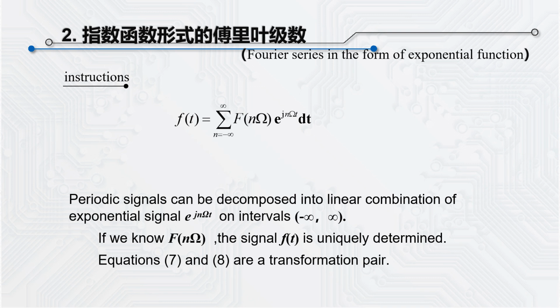Obviously, Formulas 7 and 8 are a transform pair. Formula 7 shows that the periodic signal can be decomposed into a linear combination of the exponential signal e to the power of j n omega t in the interval from negative infinity to positive infinity. If we know the coefficient F(n omega), then the signal f(t) is uniquely determined.